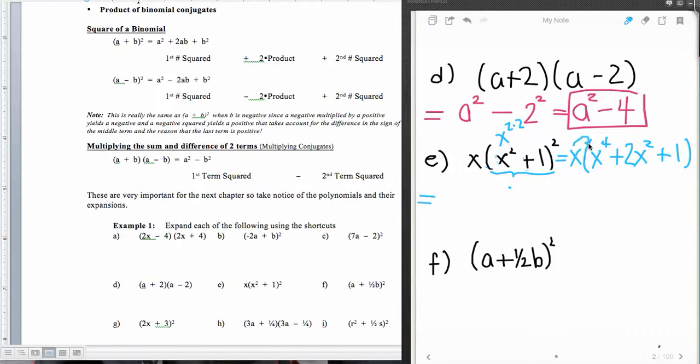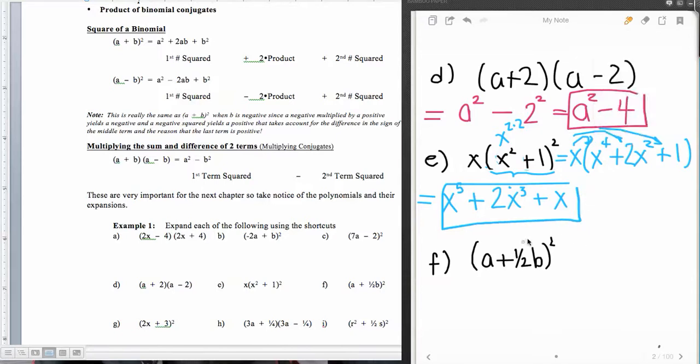Now we have to multiply it by the monomial. So we're going to use the distributive property to do that multiplication of a binomial by a monomial. So x times x to the 4th, we're going to add the exponents because that's the product rule: 1 plus 4, which is 5. And then plus x times 2x squared, that's 2x to the 2 plus 1 power, which is 3, and then plus 1 times x, which is simply x. And there we go. That's our final answer.